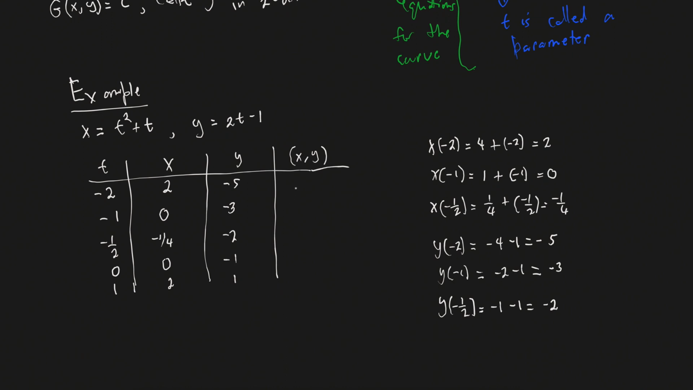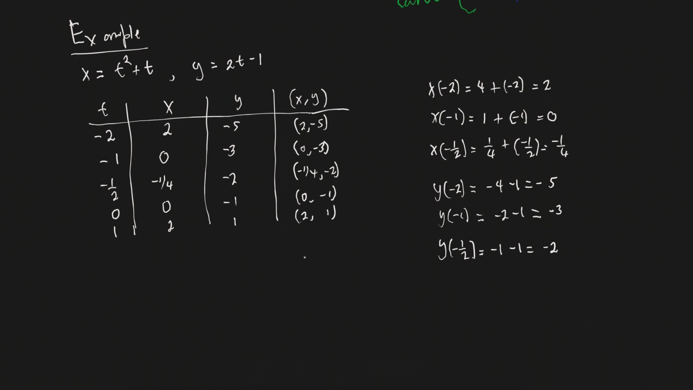There we go. So here are our ordered pairs that we're going to plot: (2, -5), (0, -3), (-1/4, -2), (0, -1), and then (2, 1). All right, nothing difficult about this.